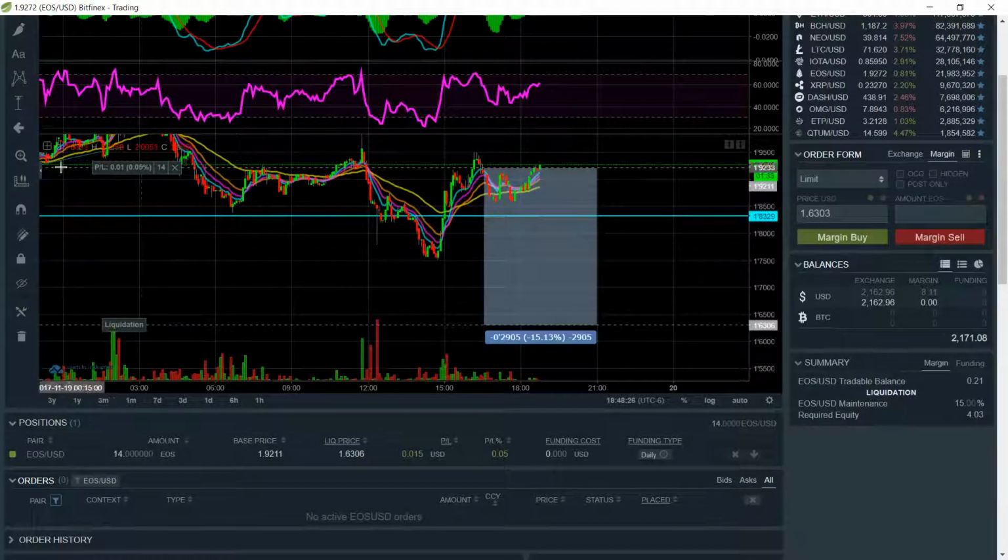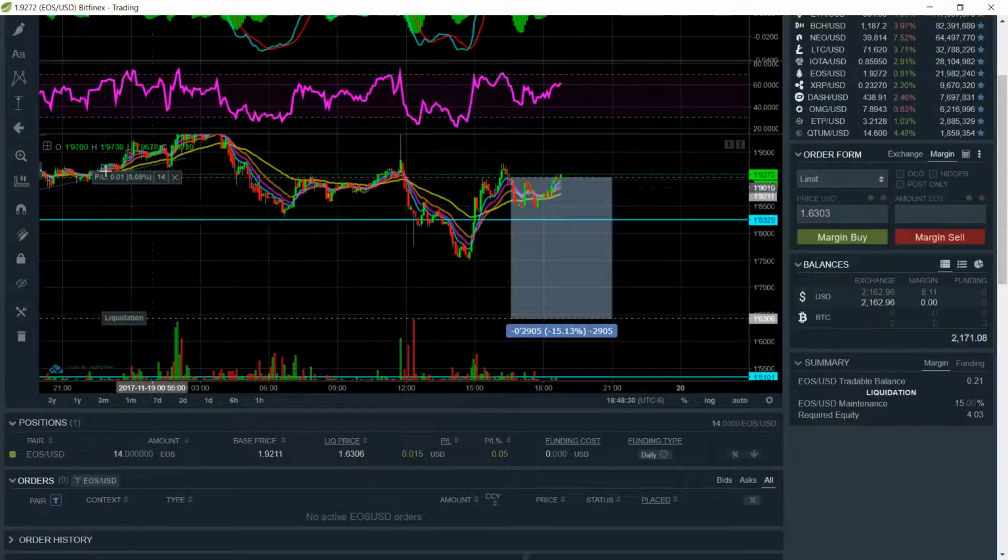This is your profit line right there where it tells you where you have your base price. This is the amount of EOS. Your liquidation price is the line where if it goes below it, boom, automatically sold, guys. Your position will be closed and you will automatically lose 66% of your entire balance if you have $0 in your margin funding account.